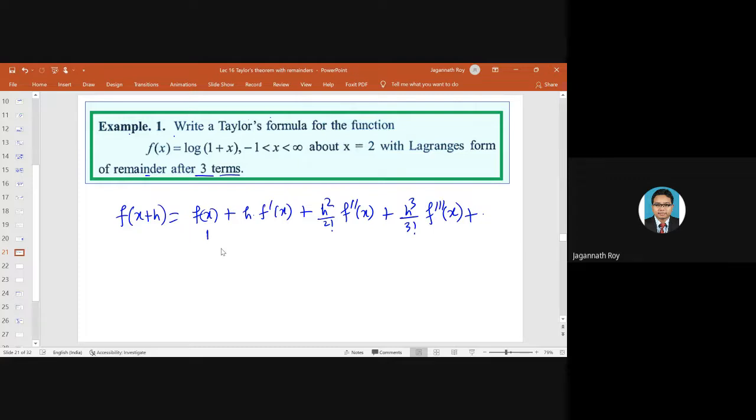So this is our first term, this is our second term, this is our third term. So this is actually our remainder. So this will be called R3. So we don't need to write the rest. So we'll stop here.